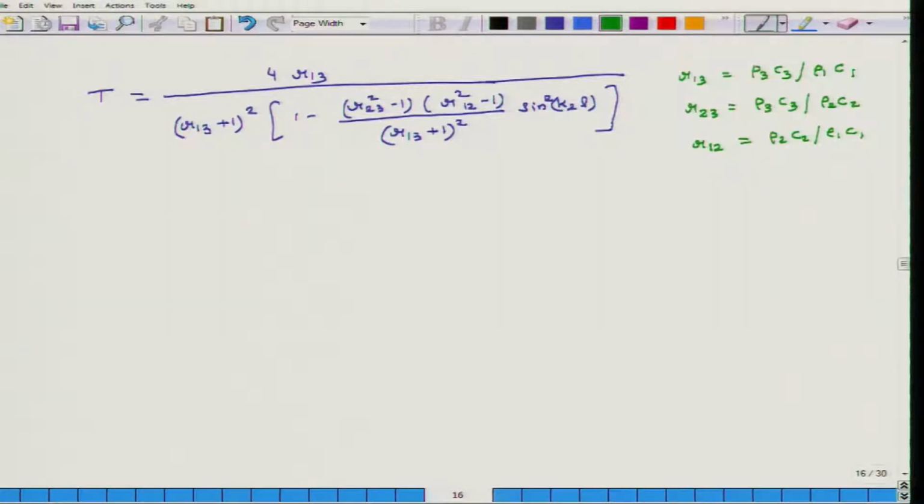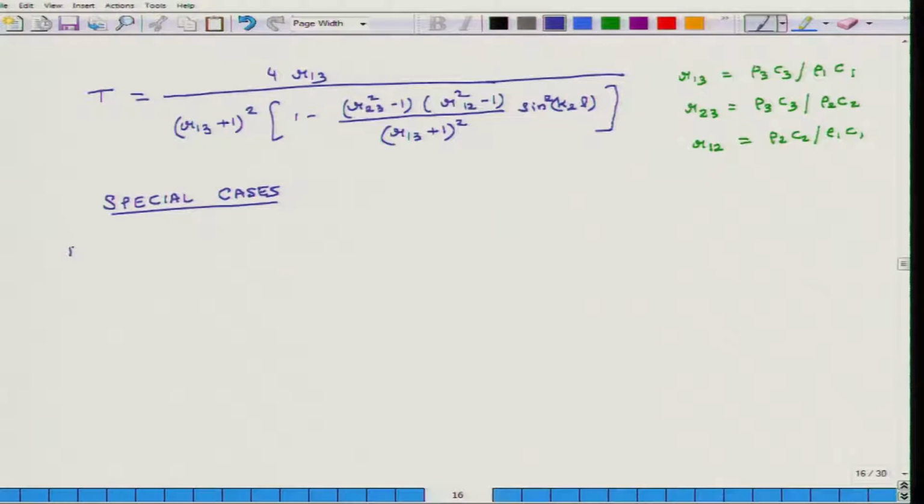Now we will look at some special cases of this 3 media problem. So in a 3 media problem we have medium 1, medium 2, medium 3, and we look at 2 special cases for starters. In the first case we say that there is no medium 2. So then it becomes a 2 medium problem. If there is no medium 2, then the value of L becomes 0.